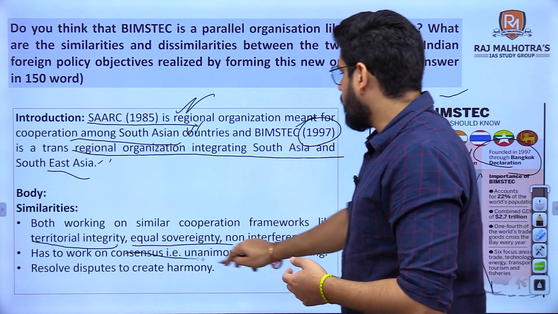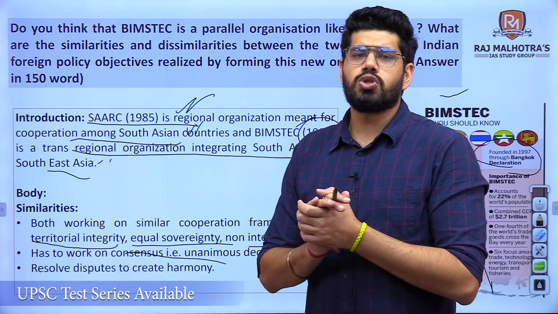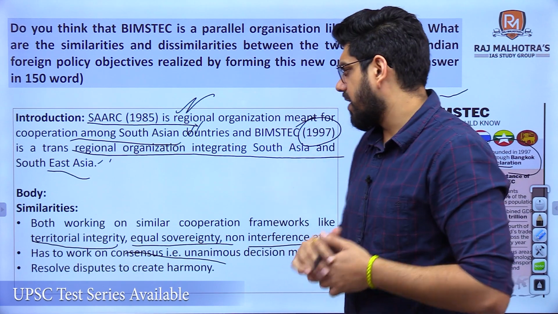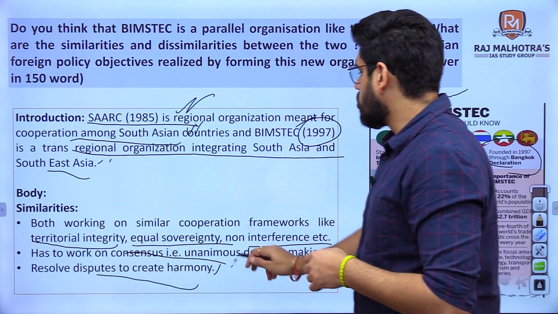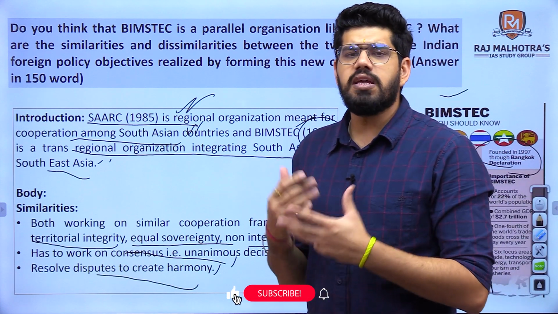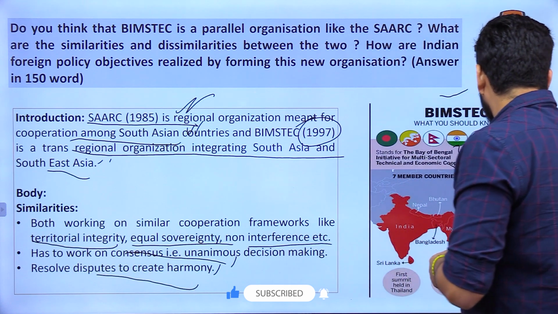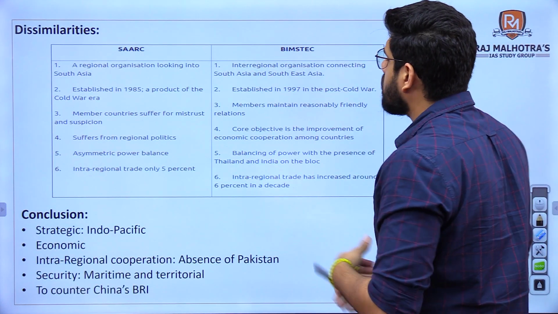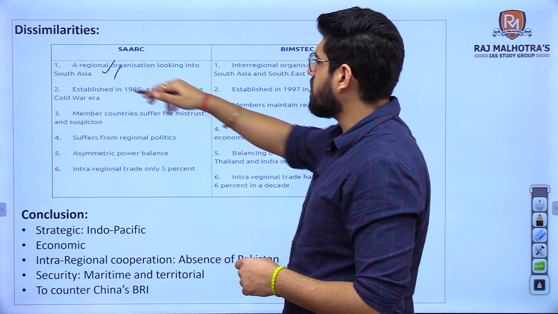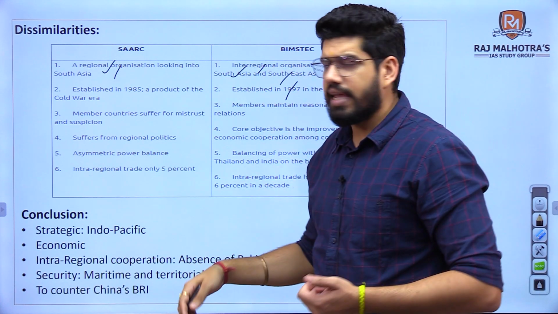Second is that they have to work on consensus, that every country has to agree. Unanimity is a very important principle. And third is that they will resolve disputes and try to create harmony amongst the different nations. So these are the similarities of BIMSTEC and SAARC. Similarly, these are the dissimilarities. You will get the map, and your PDF will be shared.